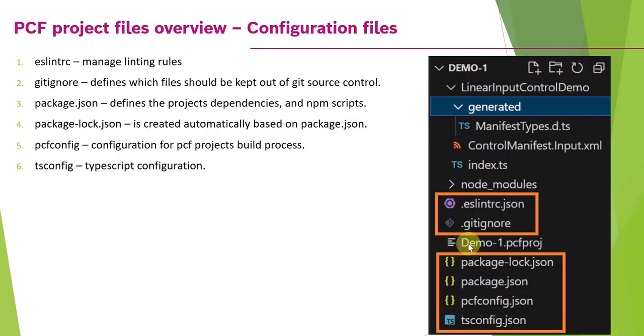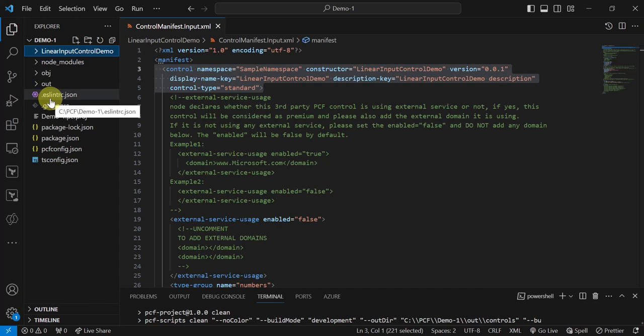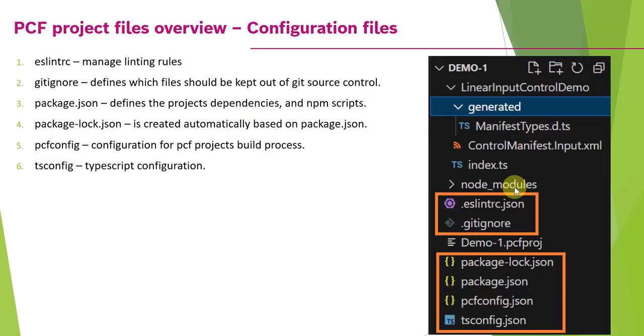Now let's talk about the other files which got created in the project structure. The other files are, for example, you can see here, let me minimize it. There's .eslintrc.json, .gitignore, package-lock.json, package.json, pcfconfig.json, and tsconfig.json. These are some of the configuration files which also get created.